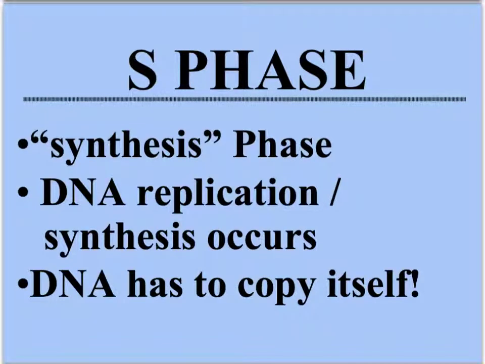S phase is known as synthesis phase. This is when DNA replication occurs. Synthesize just means to make. We've used that word a couple times, and so DNA basically has to copy itself. The first time we learned about S phase, we hadn't talked about DNA yet, or about DNA replication. But at this point, you should know what DNA replication is. We're going to review that later this week. But it's important to realize S phase is when replication is occurring.